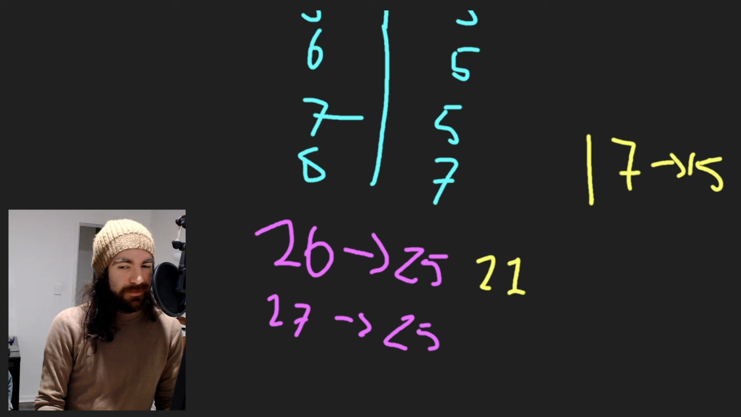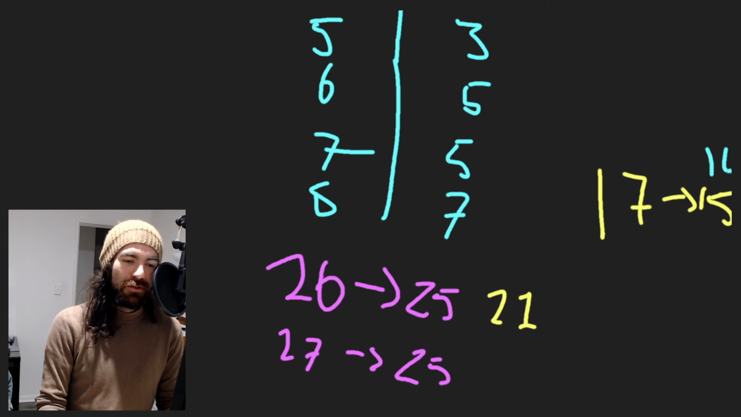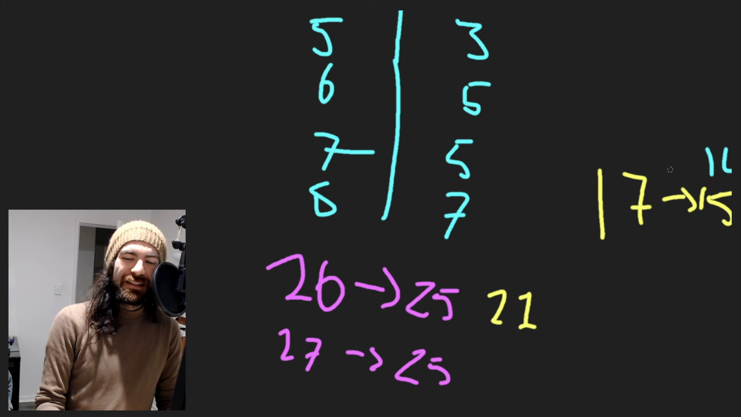1, 2, 3, 4, 5, 6. Okay, I don't know my ASCII table well enough. 1, 2, 3, 4, 5, 6, 7, 8, 9, 10, 11, 12, 13, 14. So we're off by 1. So this grows less as it gets bigger.